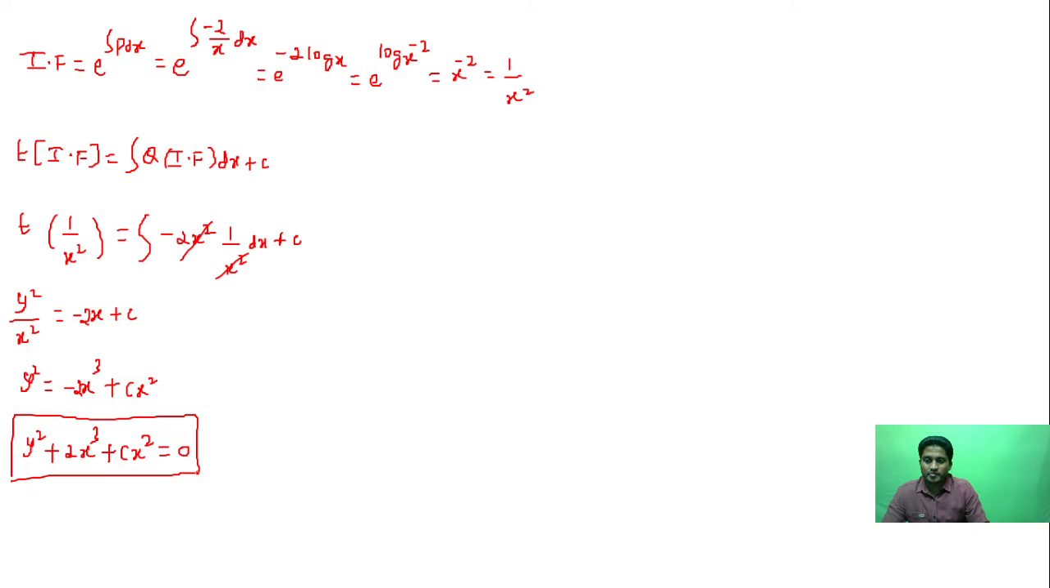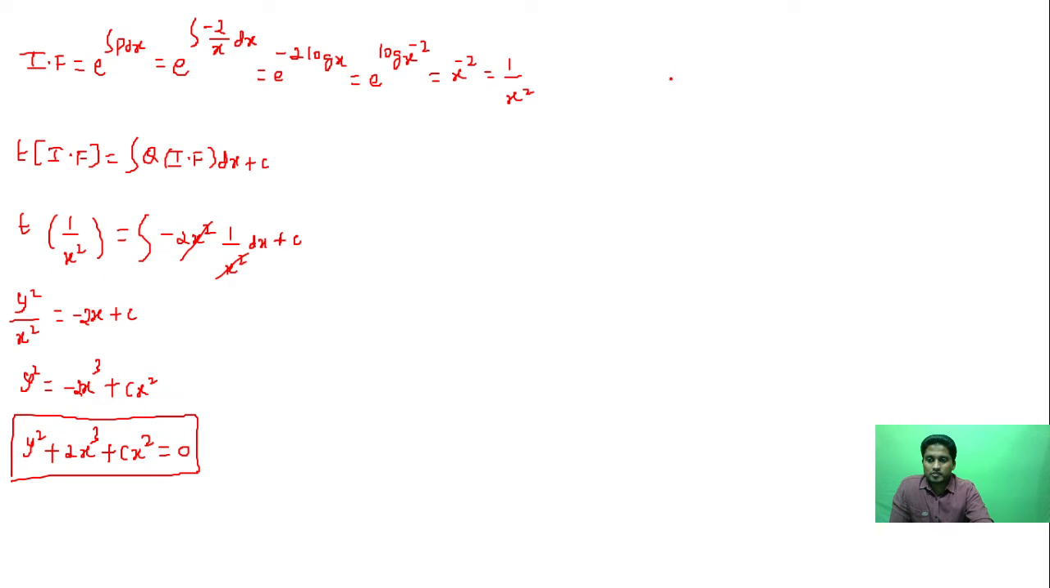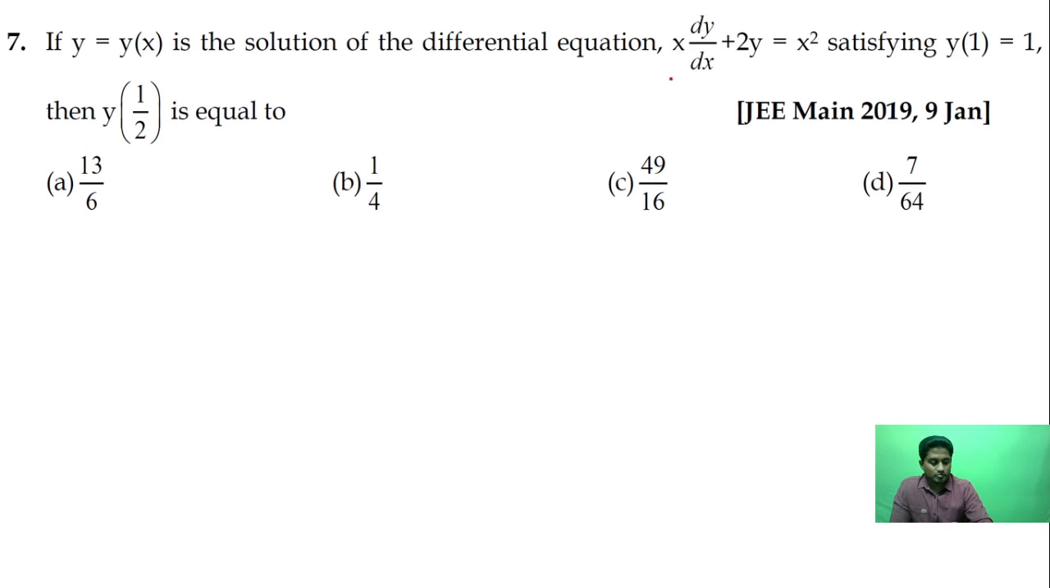So you get y square plus 2x cube plus cx square, okay, is equal to 0. The answer is option B: y square plus 2x cube plus cx square. Okay, let's move to the next question.